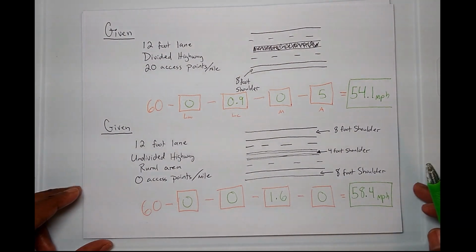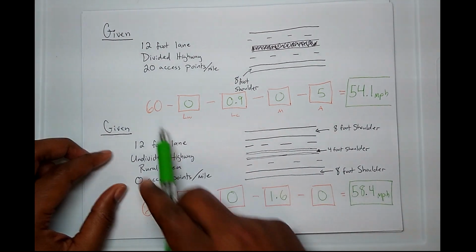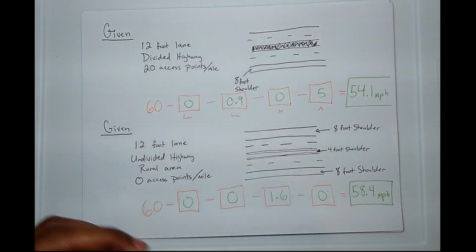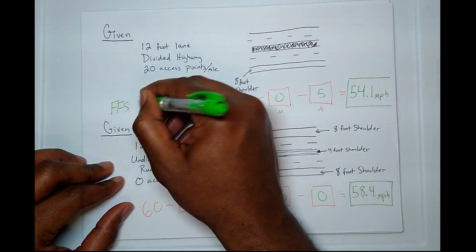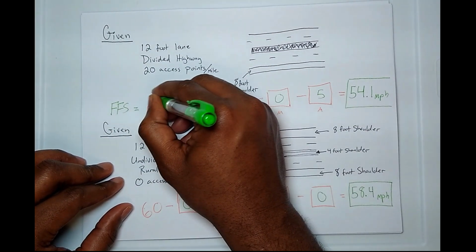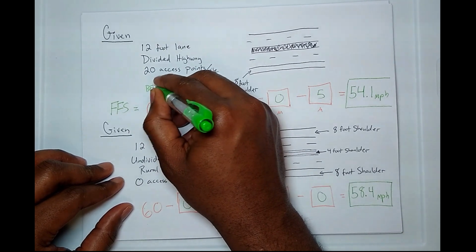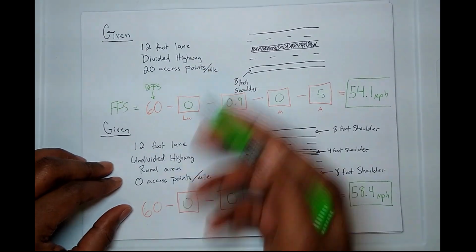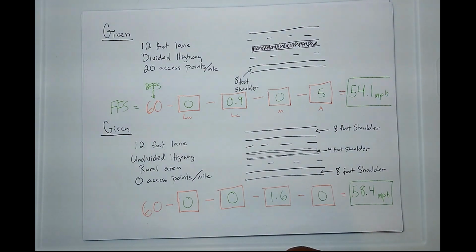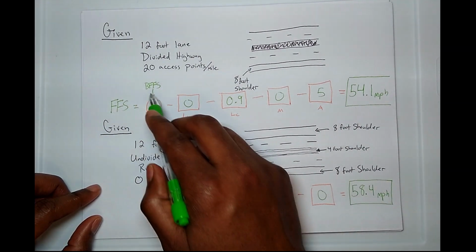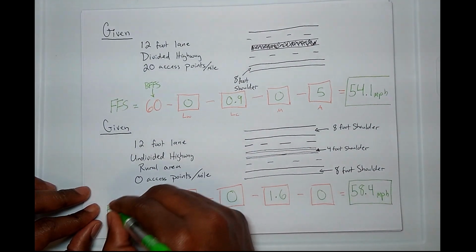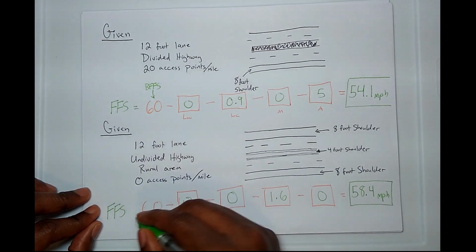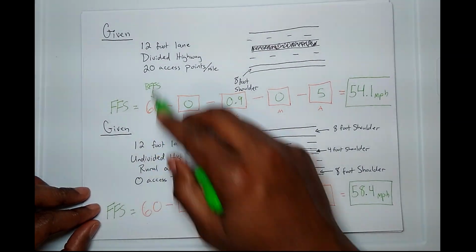Okay, so here we are. We have the 60 miles per hour. That's your base free flow speed. We're trying to find what the free flow speed is by having first a base free flow speed. And for highways, at least for the examples that we're going to be doing, we're always going to assume it's 60 miles per hour. We're going to start off with that and then subtract where necessary. So we've got the base free flow speed at 60 miles per hour for both scenarios.